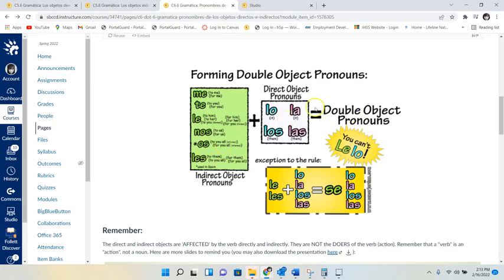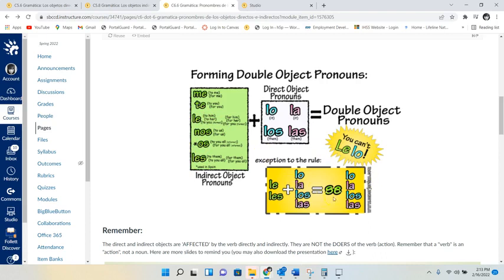And then your direct object, when you're replacing both the indirect and the direct object pronouns, you're normally only going to go with these four direct object pronouns, which are lo, la, los, las. So the combinations would be me lo, me la, me los, me las, te lo, te la, te los, te las, nos lo, nos la, nos los, nos las, os lo, os la, os los, os las.